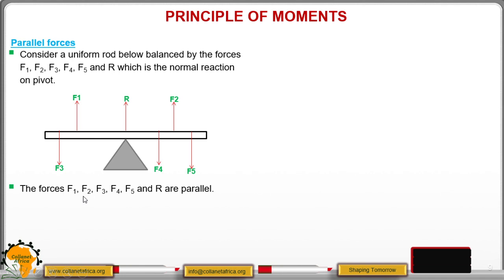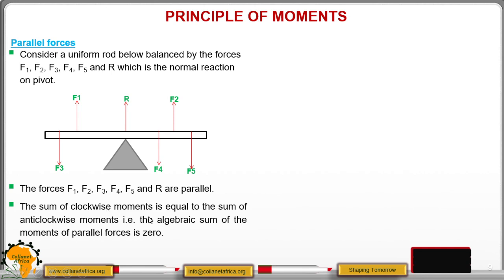So the forces F1, F2, F3, F4, F5, and R are parallel. What does that mean? It means that they cannot meet at a particular point. So this one is parallel to this, is parallel to this. Each force is parallel to the other force.